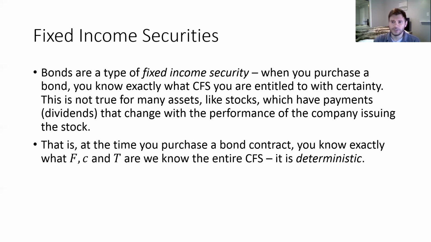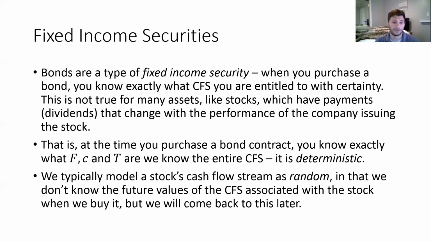So again, when you purchase the bond contract, you know exactly the parameters F, C, and T, which means you can write out the entire cash flow stream. The cash flow stream of a bond contract is deterministic. It's not random. Sometimes we would think about modeling, for example, a stock's cash flow stream as some sort of random process in that we don't know the future values of the dividend payments that would result from owning stock until time passes and we could observe those values. But with a fixed income security, you know what those future income payments are going to be at the moment you buy that contract that pays you them, which is why the contract is considered to be a fixed income contract.